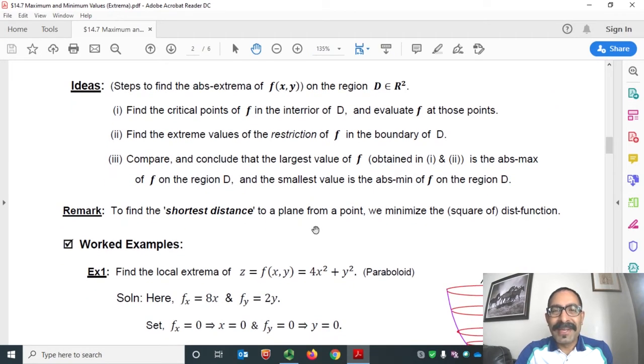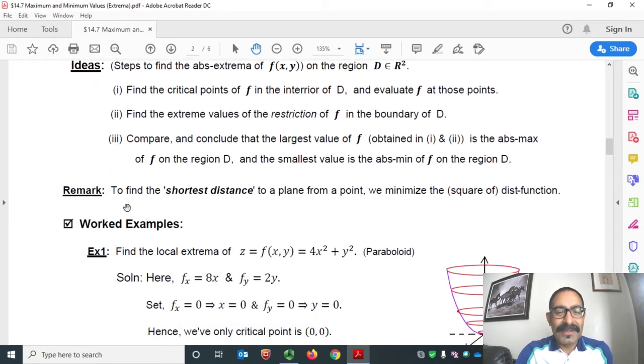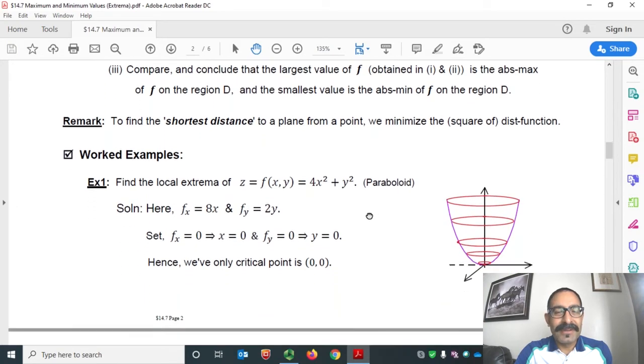Last remark before starting the examples: to find the shortest distance to a plane from a point, we minimize the square of the distance function. Great. So let's take some examples.